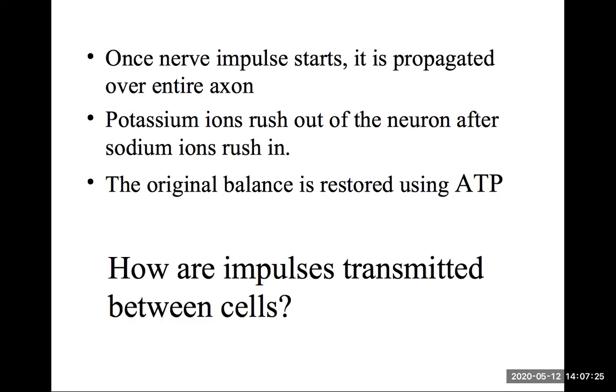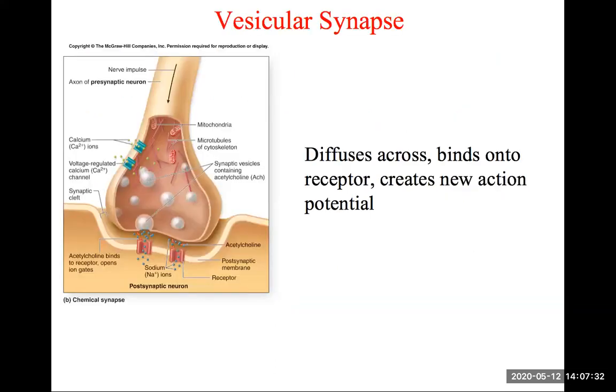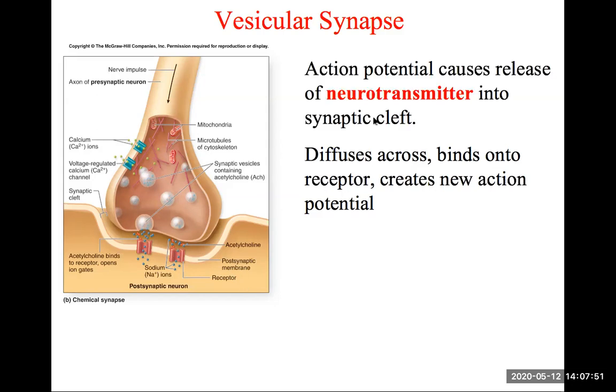Okay, so how are these action potentials passed from one cell to another? We've gone over this before. This is our vesicular synapse. So here we have the end of one axon. Over here is the effector. Now in this case, it says it's a neuron. Remember, this could be smooth muscle, could be skeletal muscle, could be a gland. But the neurotransmitter here inside these vesicles, this again indicates acetylcholine, which is the one we talked about before.